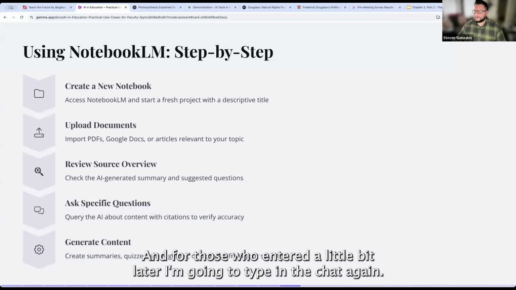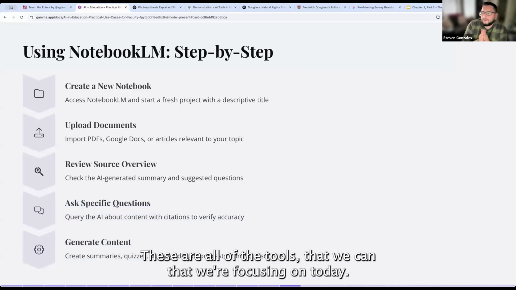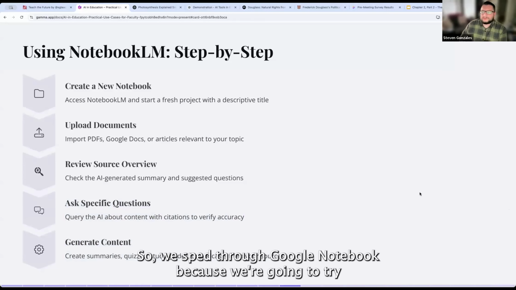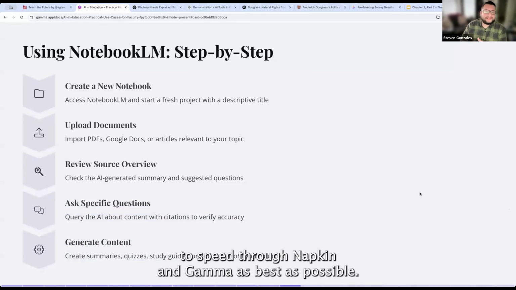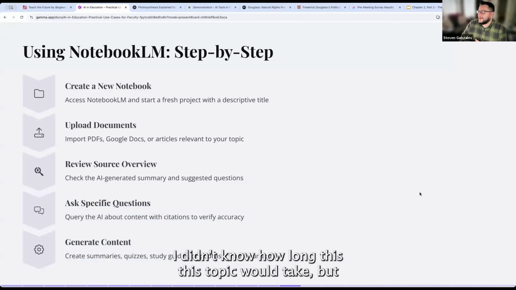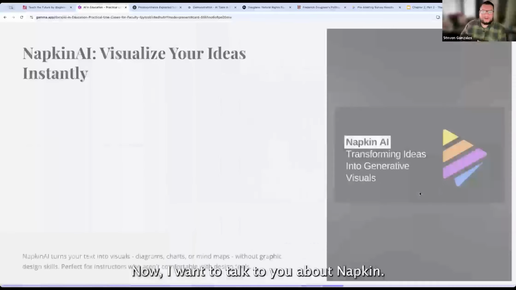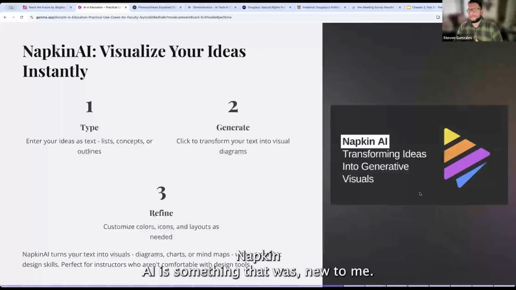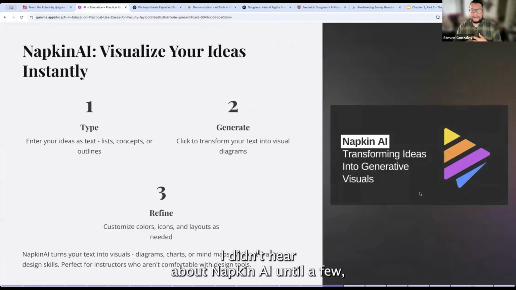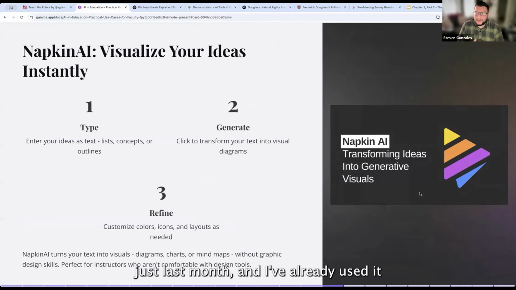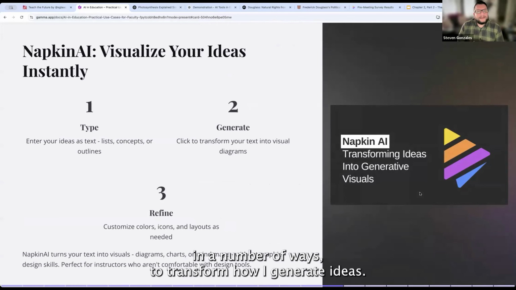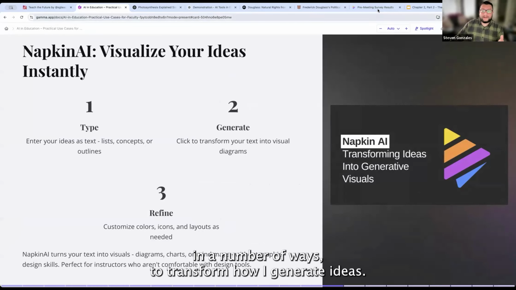And for those who entered a little bit later, I'm going to type in the chat again. These are all of the tools that we're focusing on today. So we've sped through Google Notebook because we're going to try to speed through Napkin and Gamma as best as possible. I didn't know how long this topic would take, but it seems like we're all kind of learning together and developing things. Now, I want to talk to you about Napkin. NapkinAI is something that was new to me. I didn't hear about NapkinAI until just last month. And I've already used it in a number of ways to transform how I generate ideas.